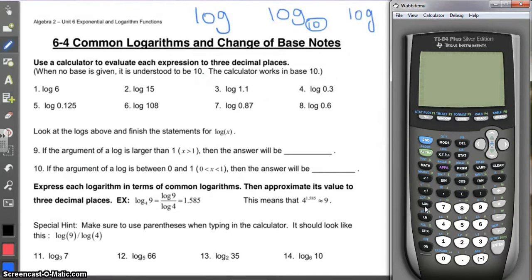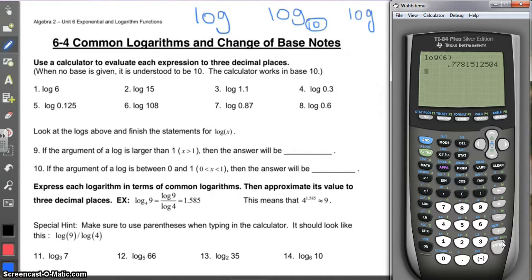So let's start with the first example. Use a calculator to evaluate each expression to 3 decimal places. When no base is given, it is understood to be 10. And the calculator works in base 10, so the log, as we said, means it has base 10. So let's start on number 1, log 6. Turn on your calculator, and to find log 6, you would just hit log 6, and you would find the answer. As they told us, they want 3 decimal places, so 0.778.